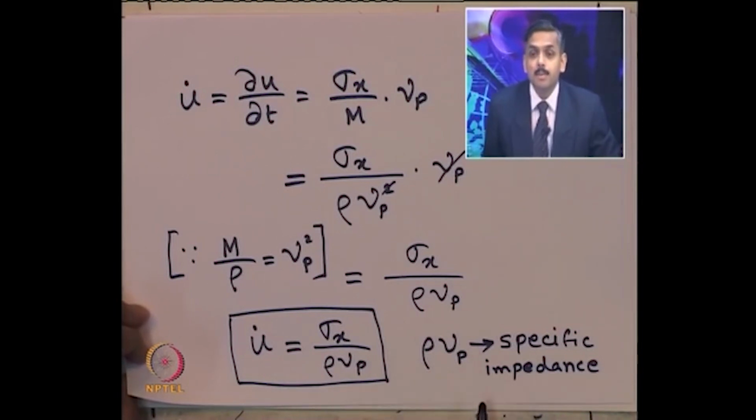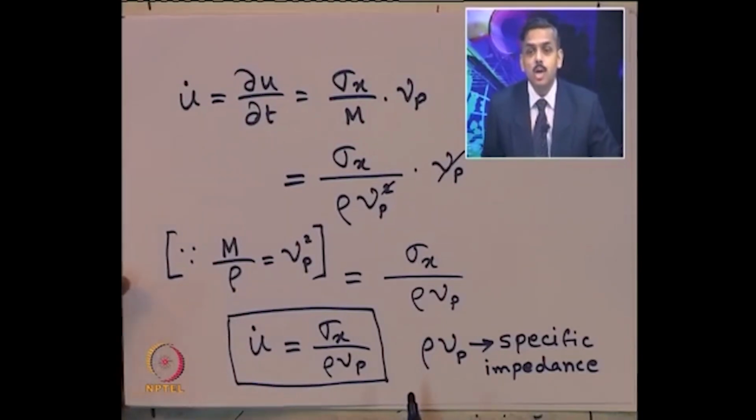So, specific impedance in general is the product of the material density with the velocity of a particular wave which is travelling through a particular media. So, it can be V p if it is a longitudinal wave, it can be V s if it is a torsional wave. Now, let us come to the next type of wave, which is the torsional wave.